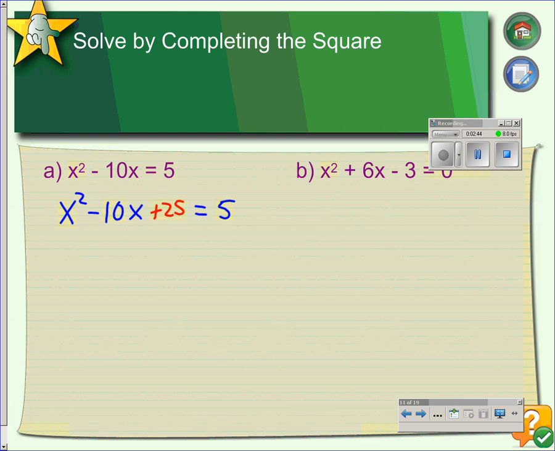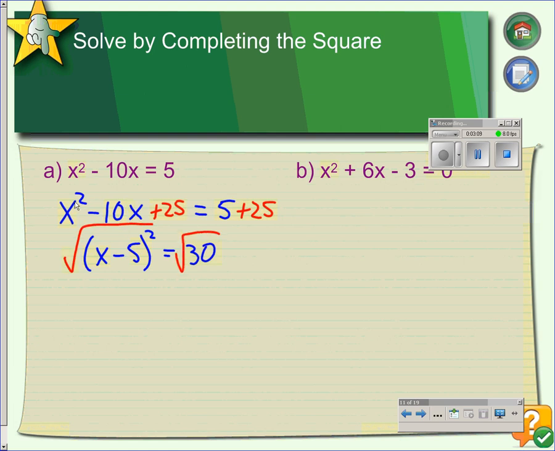Anything you do on the left side of the equation, you have to do on the right side to keep it balanced. So we end up with this perfect square trinomial on the left, which will factor as (x minus 5) quantity squared. Right side we add together and we get 30. From here we just solve by taking square roots. So square root on each side.